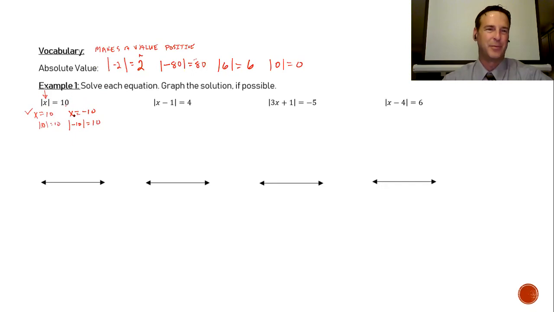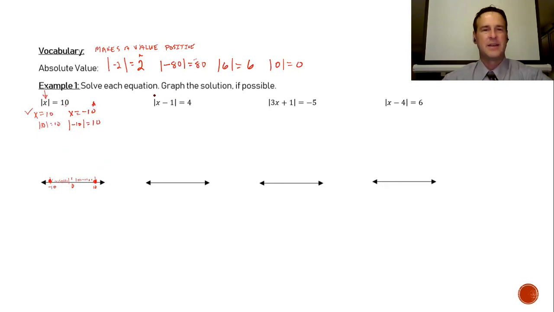And it's that simple. All you're going to do is take whatever's in the bars, the x, and set it equal to the answer piece, and then the negative version of that answer piece. So here's 0, 1, 2, 3, 4, 5, 6, 7, 8, 9, 10. I'll put a dot there, and I'll go 10 in the other direction and put a dot there. And we're done. Easy, not so bad, all right?